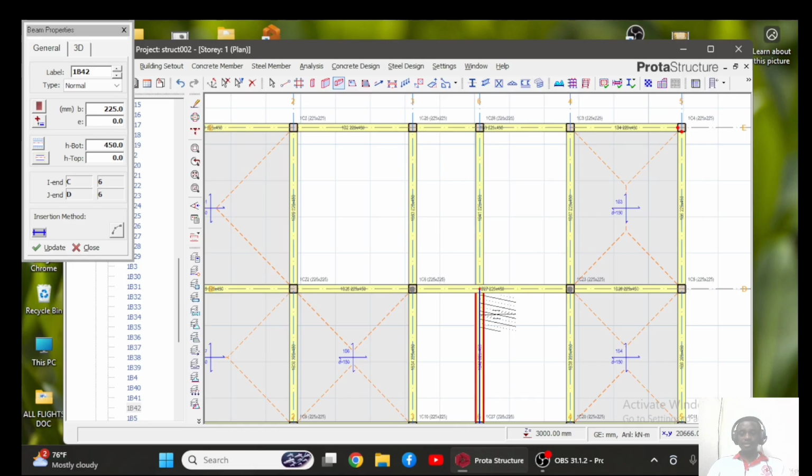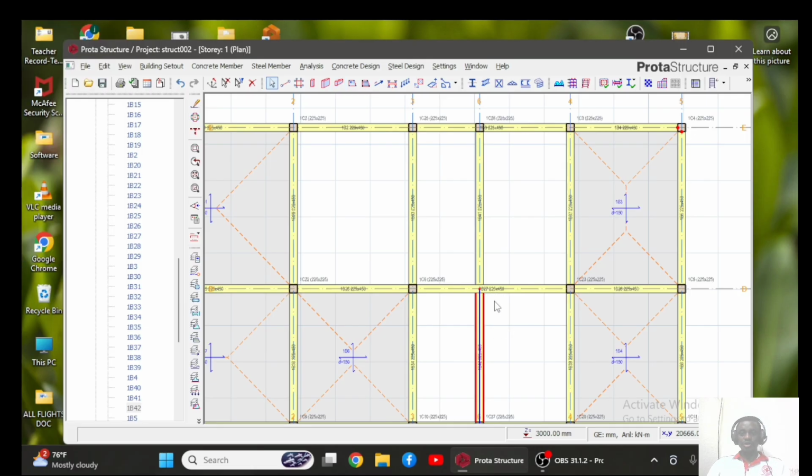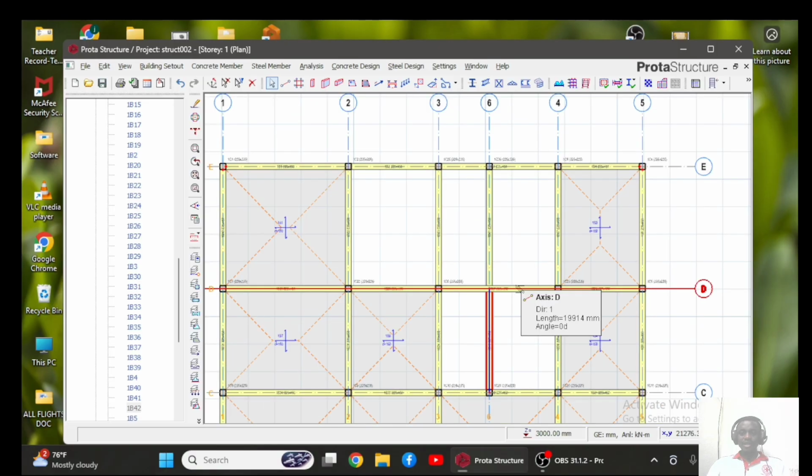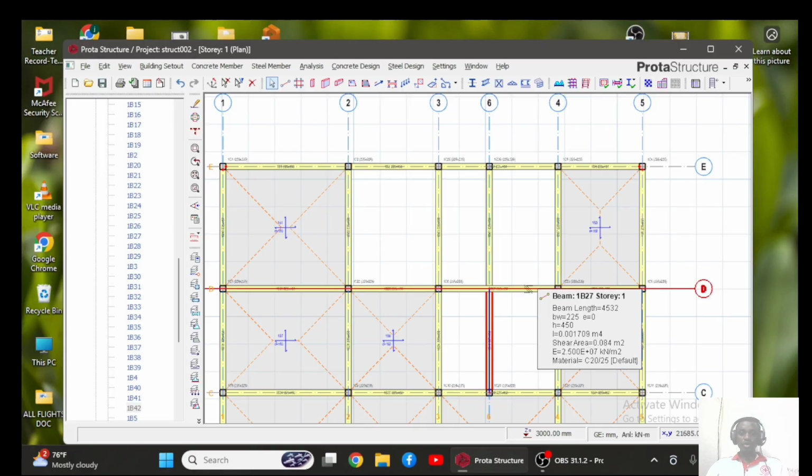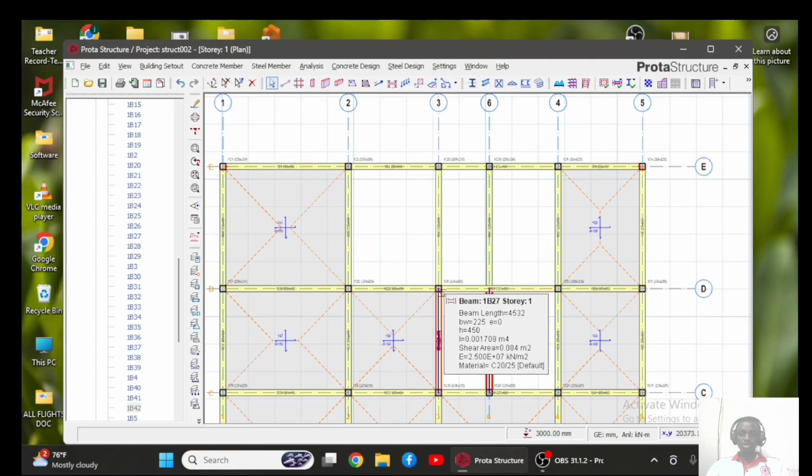Now, an explanation for this is that Prota Structure selected this one as the primary beam. And why this one was selected as primary beam is because there are some conditions that need to be satisfied. For a beam to be a primary beam, it must have support at both ends, and it also considers the one that has a shorter span. Yes, this one has a shorter span, while this one was longer when it was overlapping. It's longer, but it will consider more the one that has support at both ends.